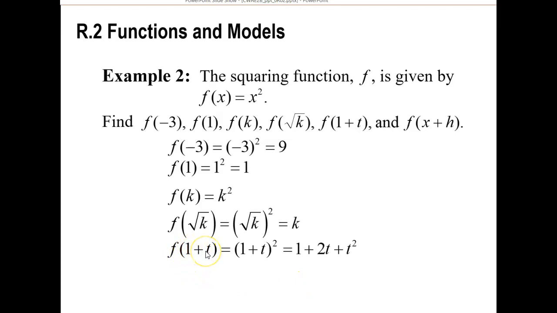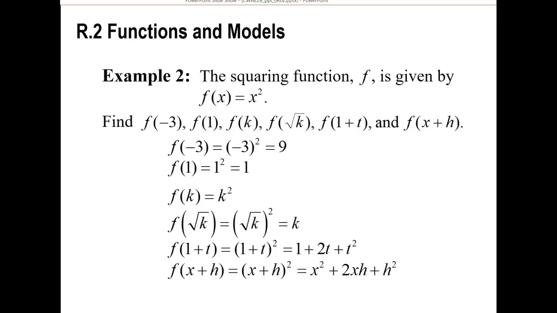F of an expression, 1 plus t, means that expression, 1 plus t, is what's getting squared, and this is just foiling this out, 1 plus t squared. If you wrote it out and did FOIL, right, the first two, the outer, the inner, and the last, and combined your like terms, you would get 1 plus 2t plus t squared.